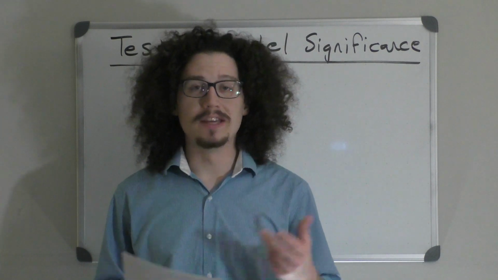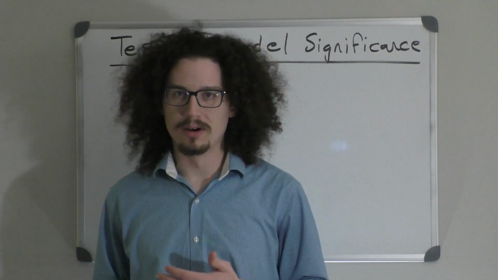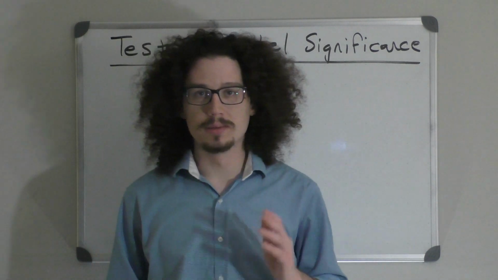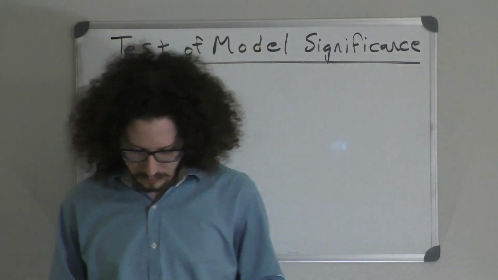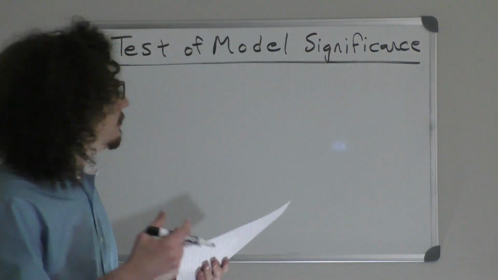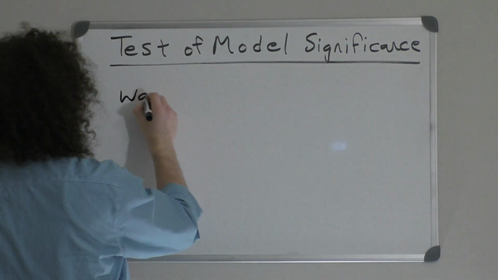If none of the independent variables have any effect, then all of the betas will be 0, or at least the slope betas, 1 through k. Right? And so that's what we're testing for. Right? Actually, let's just kind of illustrate that a little bit.